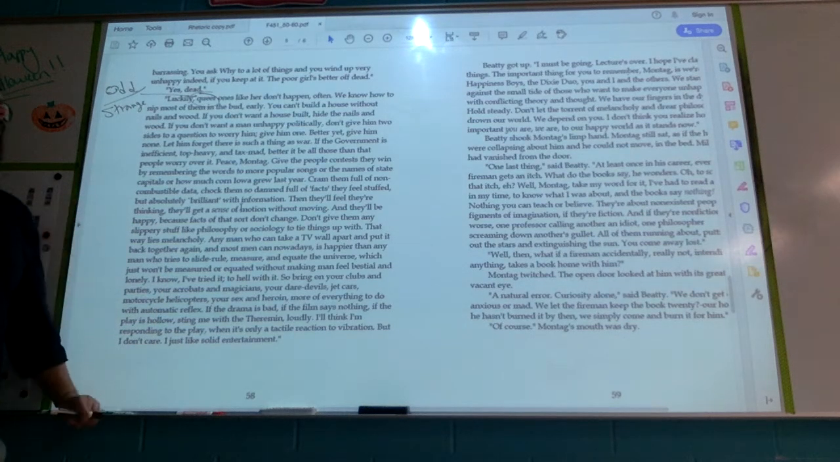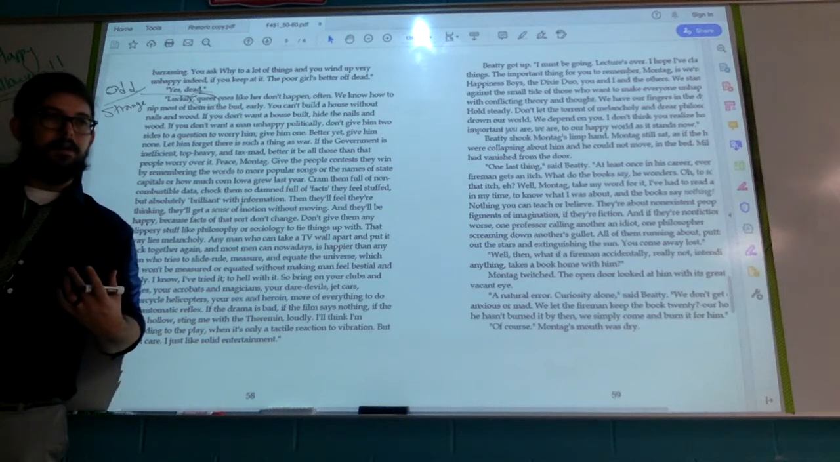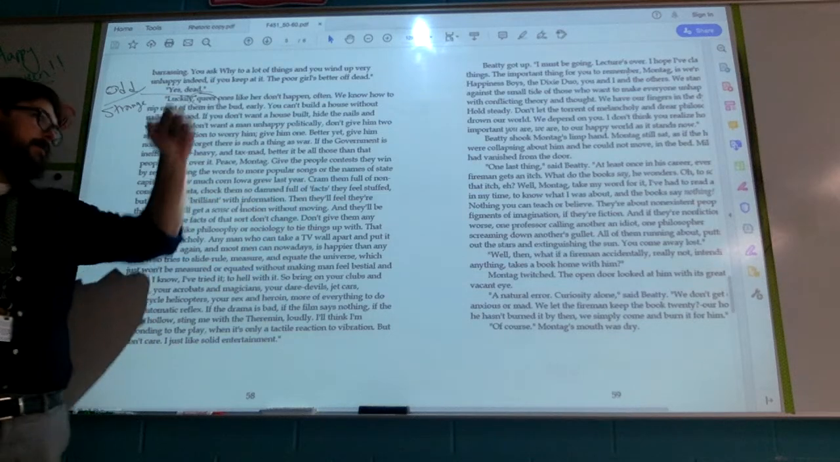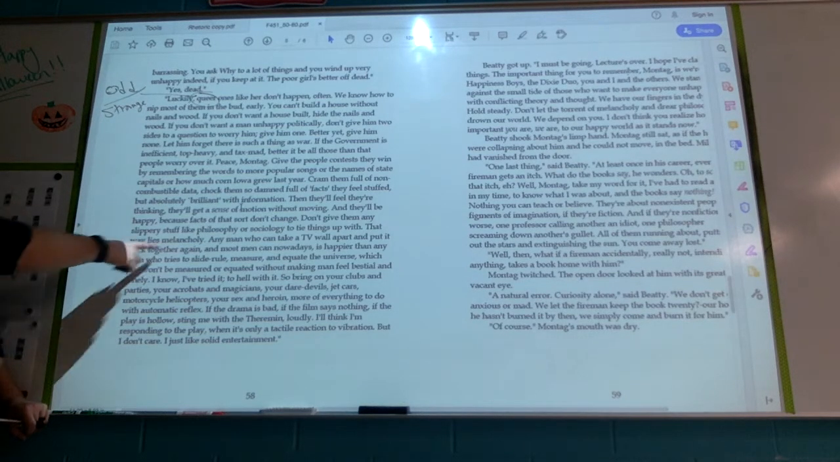Peace, Montag. Give the people contests they win by remembering the words to more popular songs, or the names of state capitals, or how much corn Iowa grew last year. Cram them full of non-combustible data. Give them information they don't really need. Chock them so damned full of facts, they feel stuffed but absolutely brilliant with information. Then they'll feel they're thinking. They'll get a sense of motion without moving. And they'll be happy because facts of that sort don't change. Don't give them any slippery stuff like philosophy or sociology to tie things up with. That way lies sadness, melancholy.